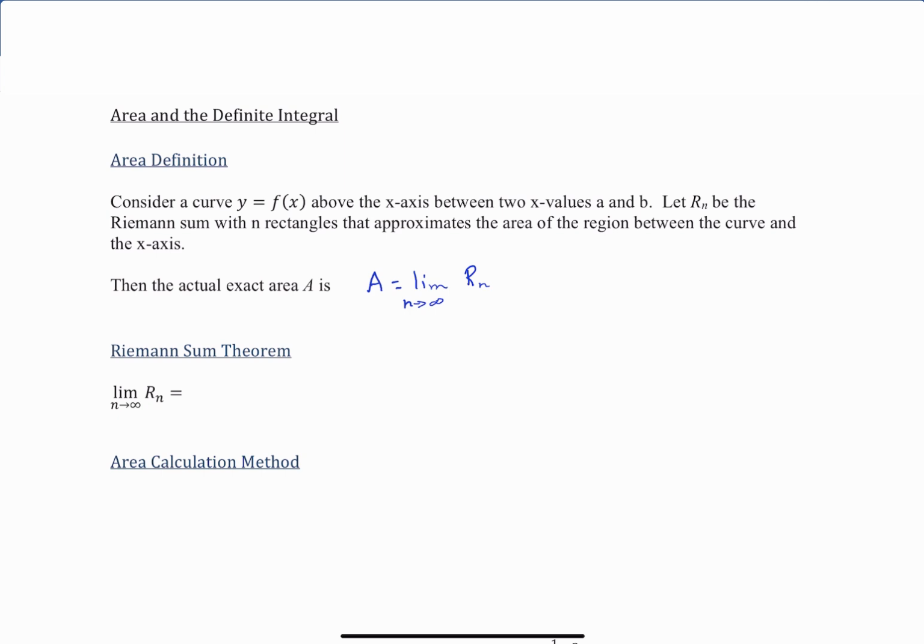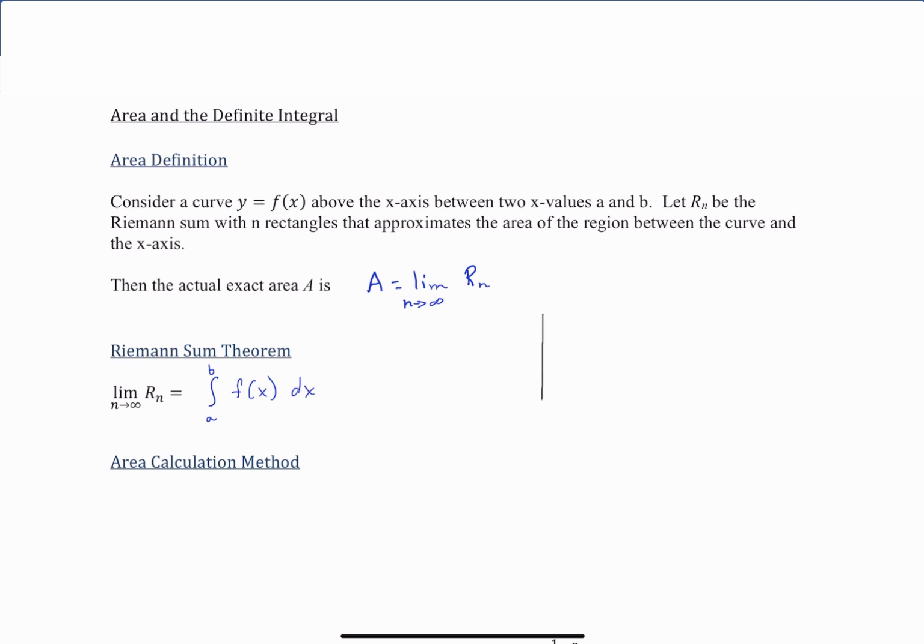Now, there's a theorem that tells us how to evaluate this limit. That theorem says that the limit works out to be the definite integral from a to b, in other words, between our two x values, of the function.